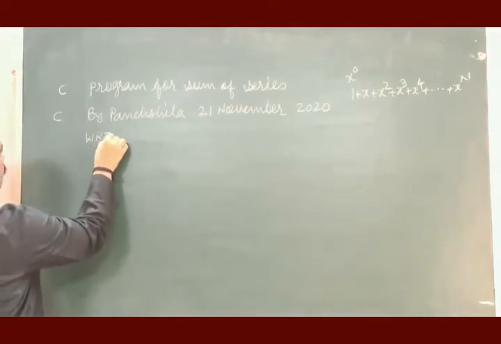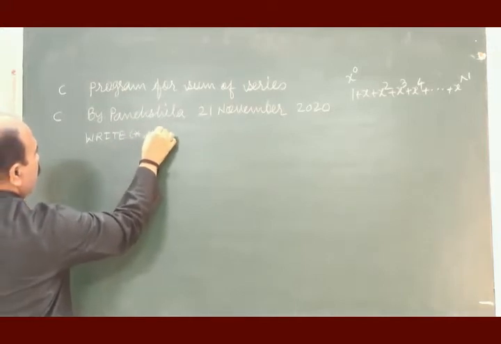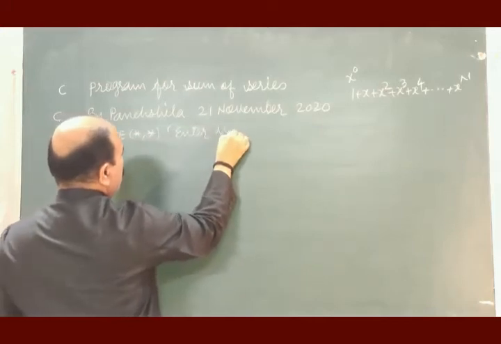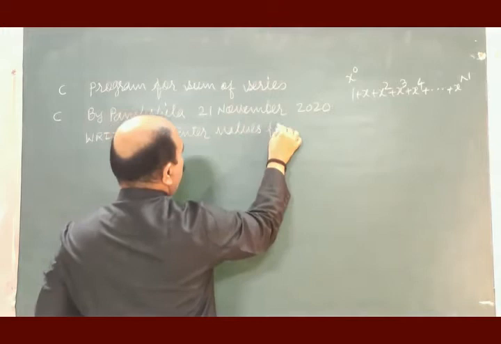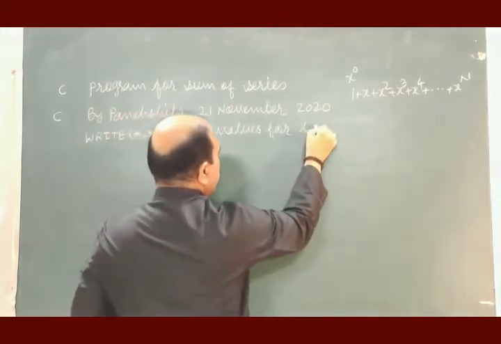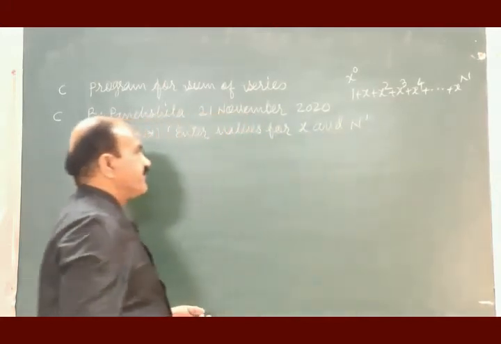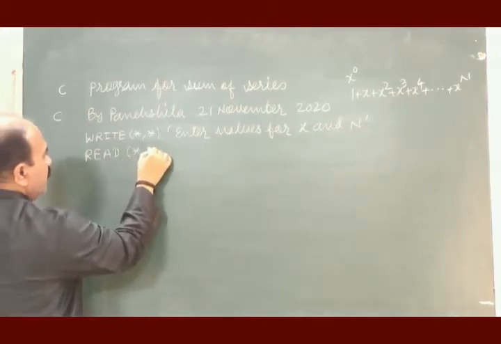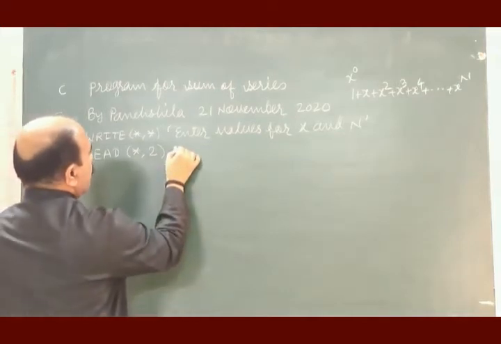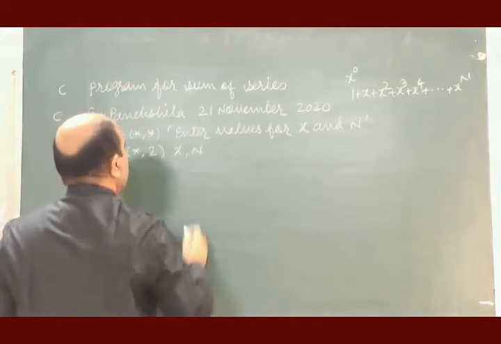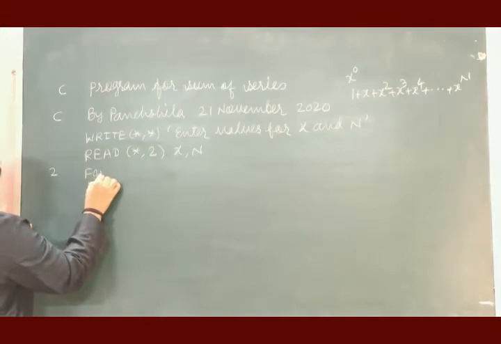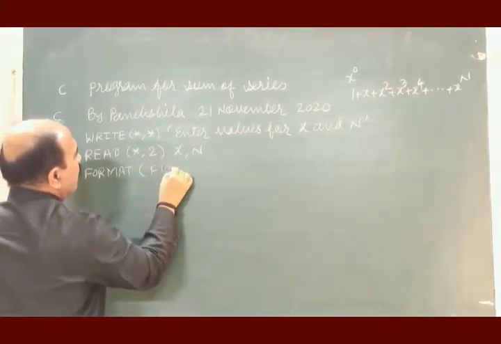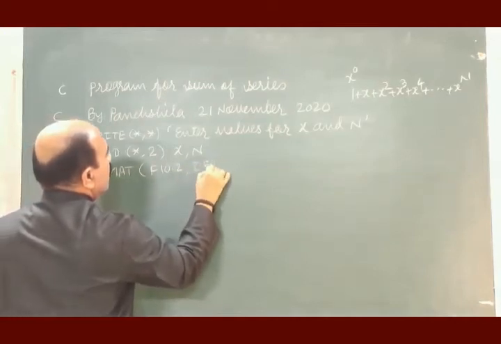Okay, then write: enter values for x and n, then read to x comma n, to format f10.2 comma i5.